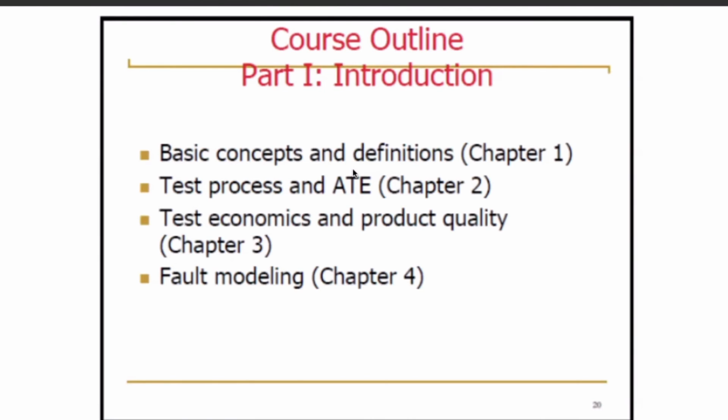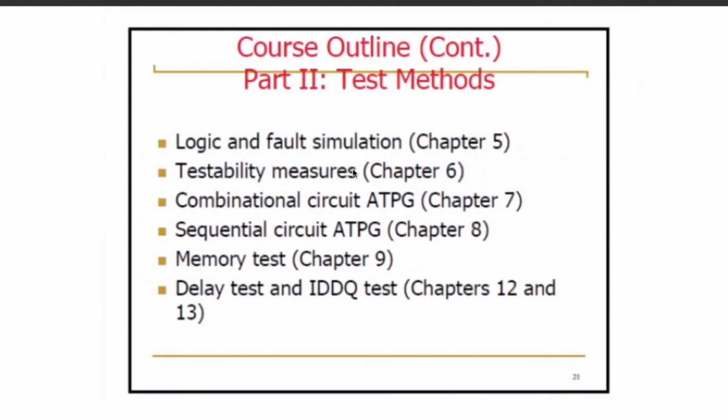And the test economics and product quality I have also told you, how yield is reduced if we use some degraded test generation method. If we are using some bad test generation method, we are losing some product quality. So these things I have also told you. Fault models, I have also told you there are different fault models, and in detail you can study in chapter 4 of this book what the different fault models are.